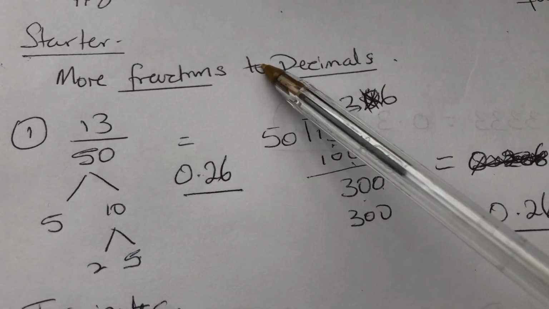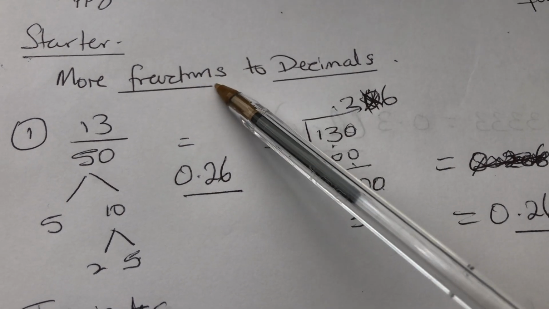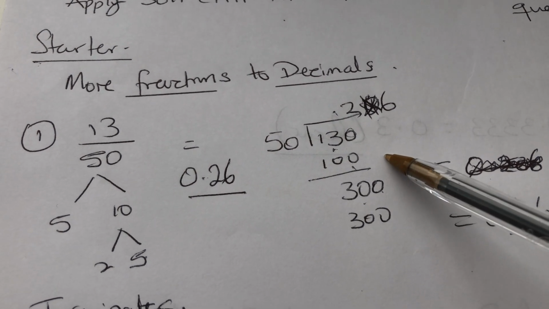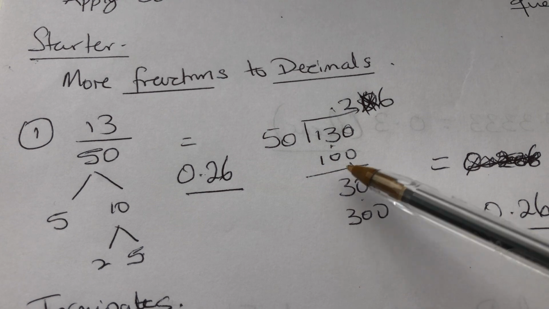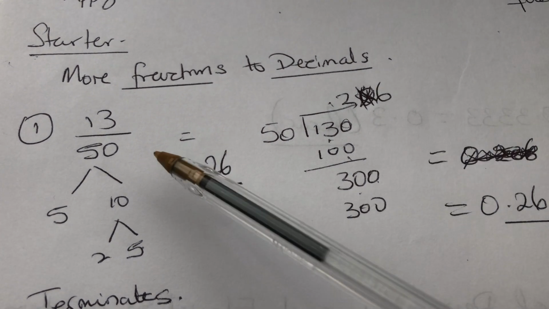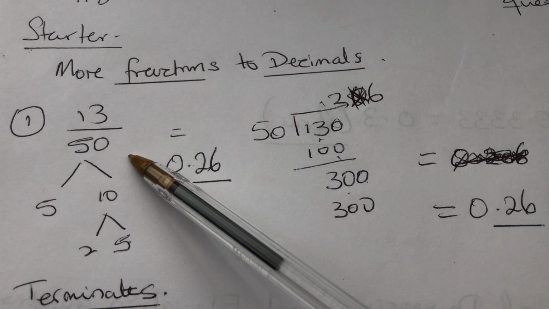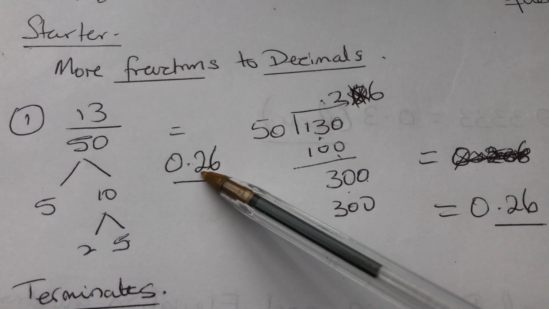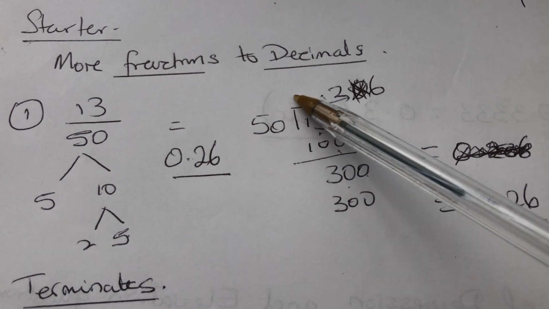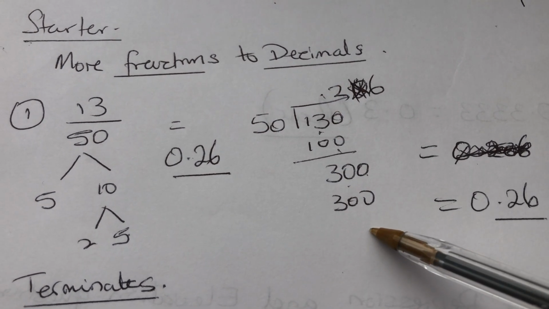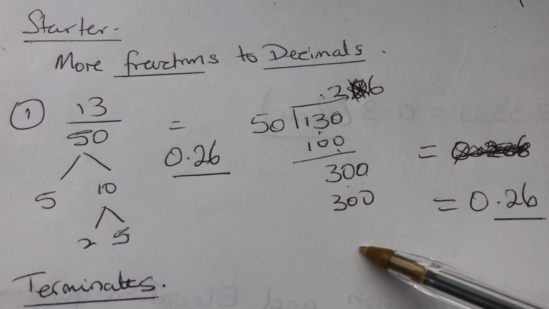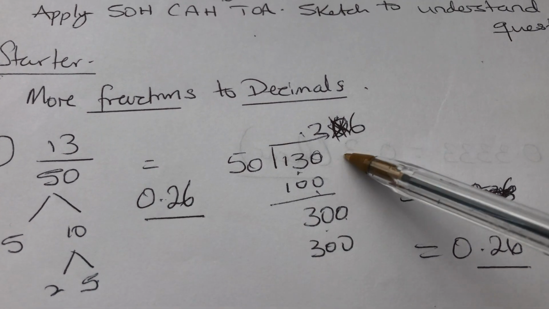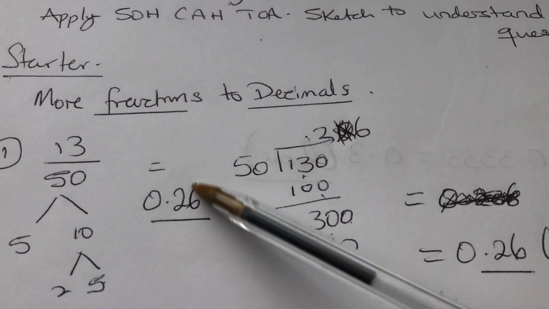Starter. Before we started trig, we were looking at fractions to decimals. We were looking at terminating fractions and recurring fractions. So here we have 13/50. If you use the calculator, you get 0.26. But you can go by the long division method, which I have shown you several times, so I'm not going to go over it today. You can do the long division method if you like.